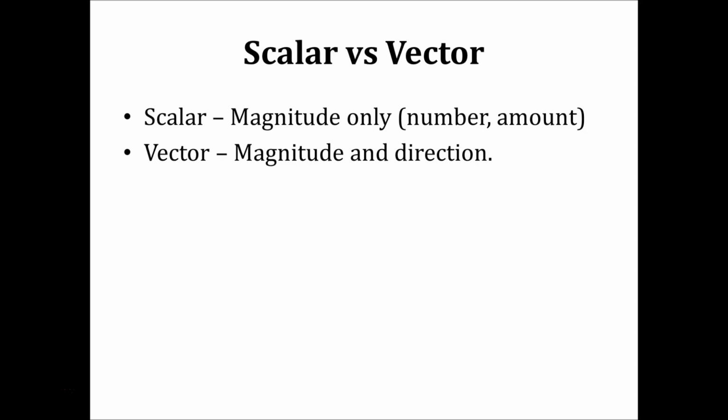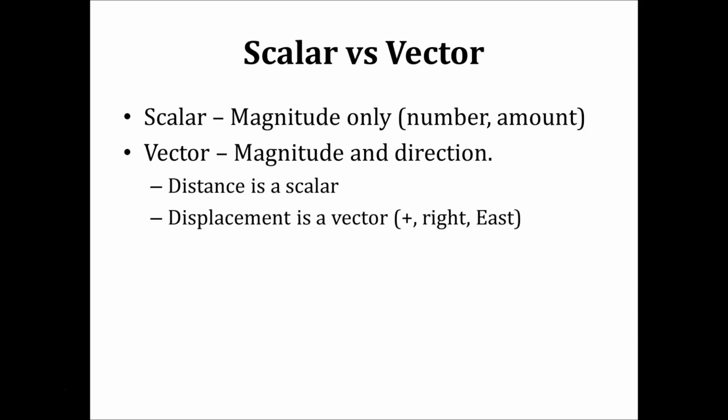So in the previous terms, displacement and distance, which one was the scalar and which one was the vector? Distance was the scalar and displacement is the vector. Remember, when we refer to displacement, we always had to say either to the right or positive or east. These would all mean the same thing: plus 5 meters, right, 5 meters to the east.